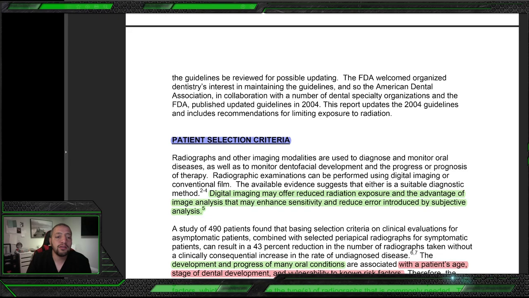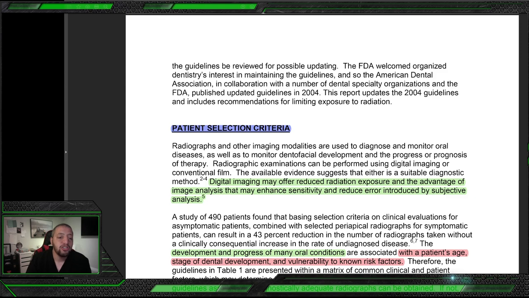Okay, first of all, patient selection criteria. For radiographs, if you estimate a criteria to divide your patients, you have two main categories. First, this patient is a new patient or a recurrent patient. Second, according to his age. So we're going to divide it in this matrix.